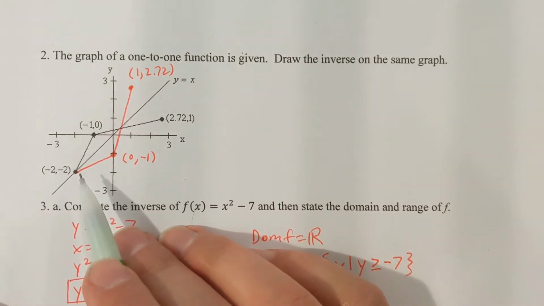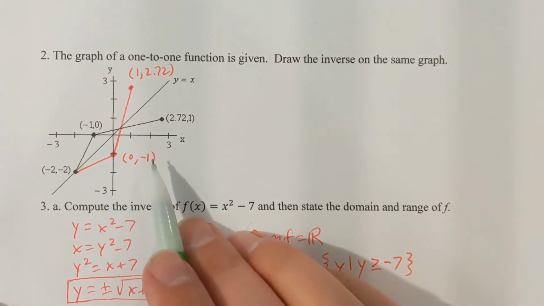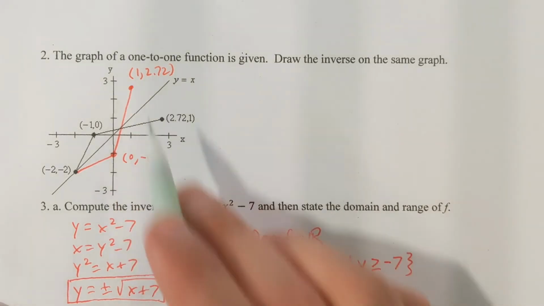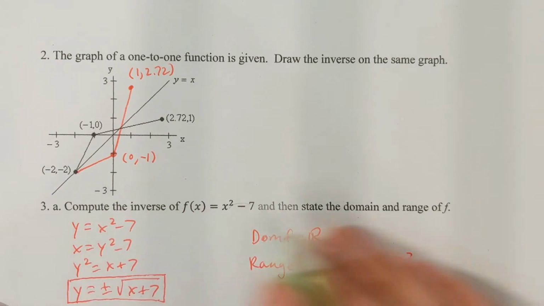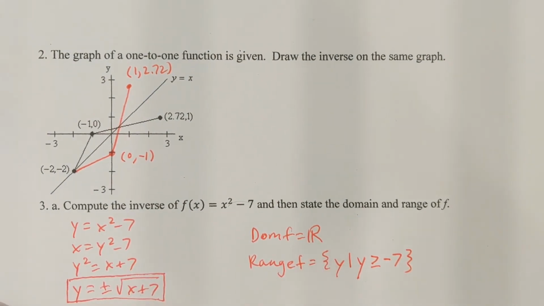(-2, -2) is going to stay right at (-2, -2). (-1, 0) is going to be at (0, -1). And then (2.72, 1) is going to be at (1, 2.72). Connect those 3 points with 2 straight lines, and that curve that is in red would be the inverse of the function.